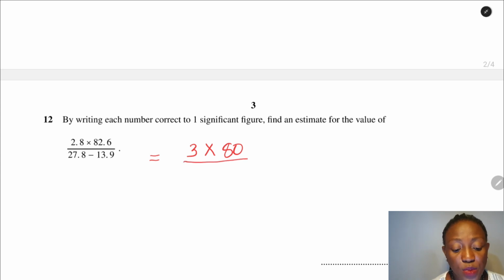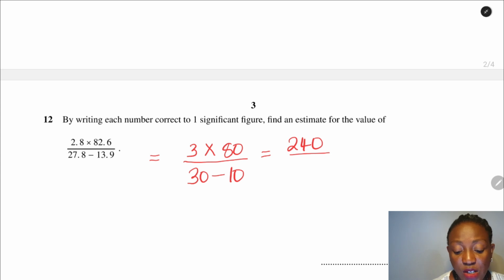Okay, now going on to our denominator. Our denominator here, this is 27.8 to one significant figure. It's going to be what? 30. Minus 13.9 to one significant figure is going to be 10. Okay, so we have 240 because 80 times 3 is 240, over 30 minus 10, that's going to be 20. So our answer here is going to be 12.